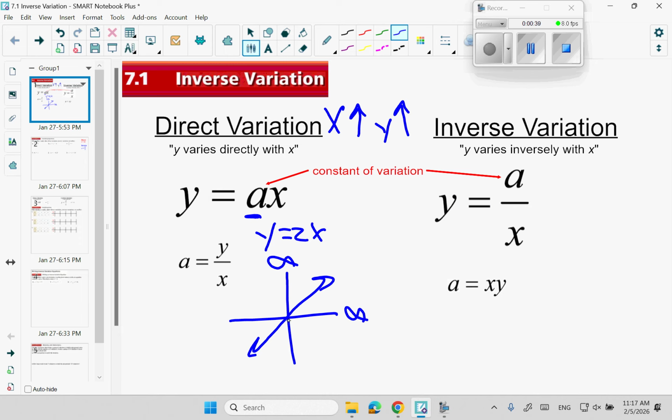We even see the inverse is true. As x is going down to the left, my whole graph is going down. So my y value is also decreasing. Inverse variation is a little bit different, where if I were to graph it, let's say something like y equals 2 over x, it would look something like this.